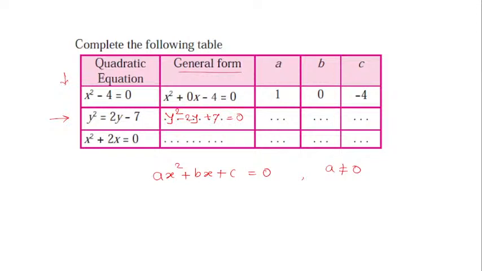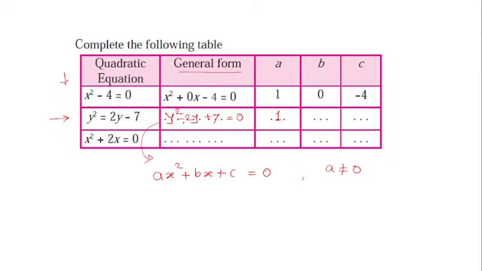Now if you compare this equation with the general form ax square plus bx plus c, we get here the coefficient of the first term. Here the coefficient of y square is not given, so it must be 1. That means the value of a is 1. So here the value of a is 1.